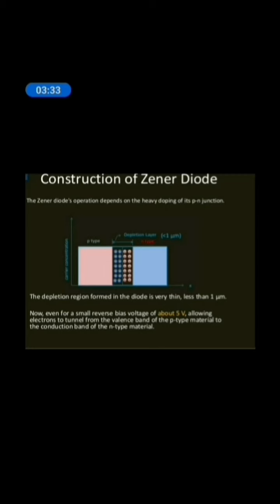Now, even for a small reverse bias voltage of about 5 volt, electrons can tunnel from the valence band of the p-type material to the conduction band of the n-type material. So if we apply a small voltage about 5 volt, then it will produce a very high electric field in the depletion region.